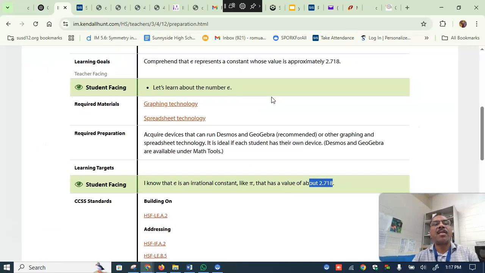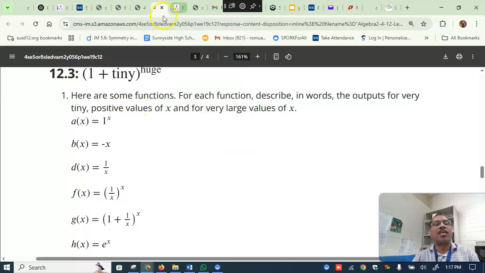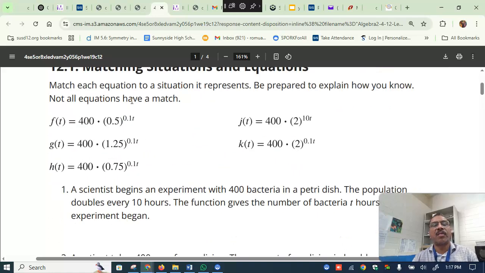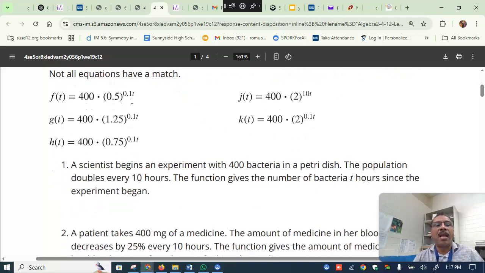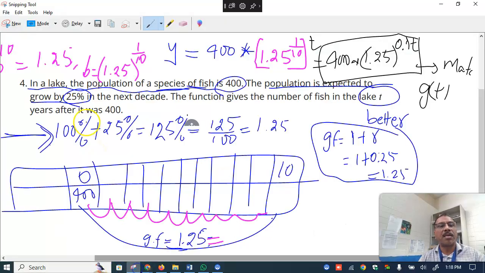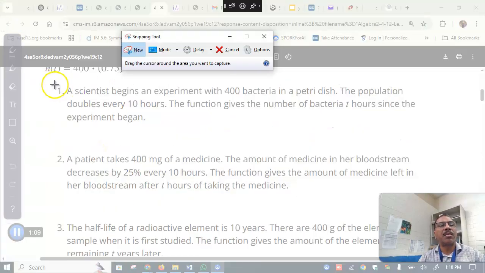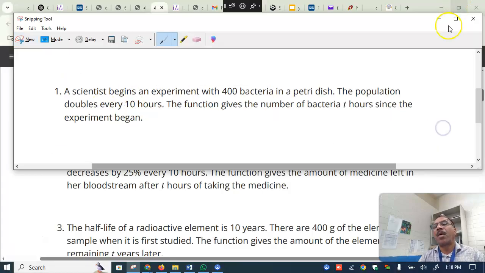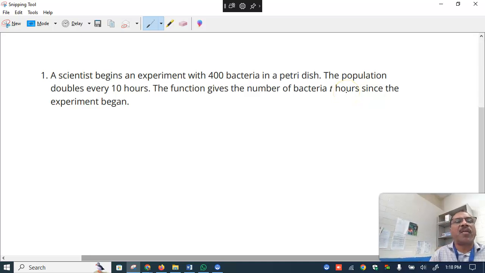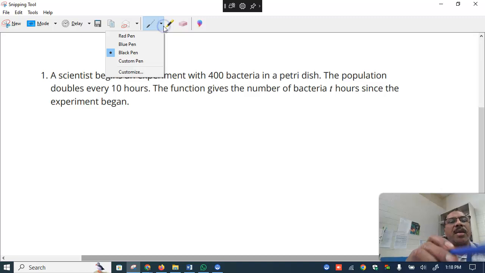2.7182. So starting with the first activity, we are given 5 equations F, G, H, J, K. Now imagine I don't even know whether these 5 exist. I'll just go straight away with the first question and then create my own. Let's model it into a mathematical equation, the first one. Okay, so this is the first problem. You can read it nicely and underline whatever important information there is. So let me take it straight away here.